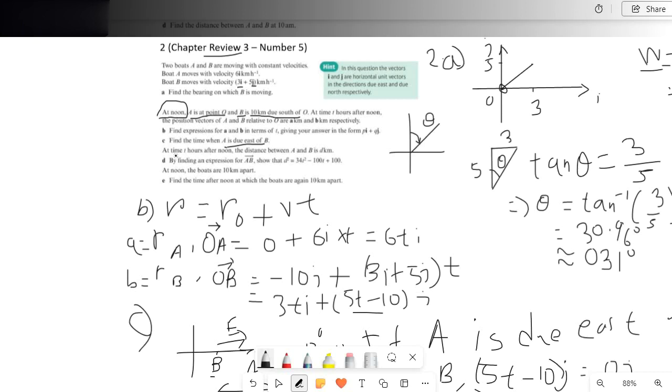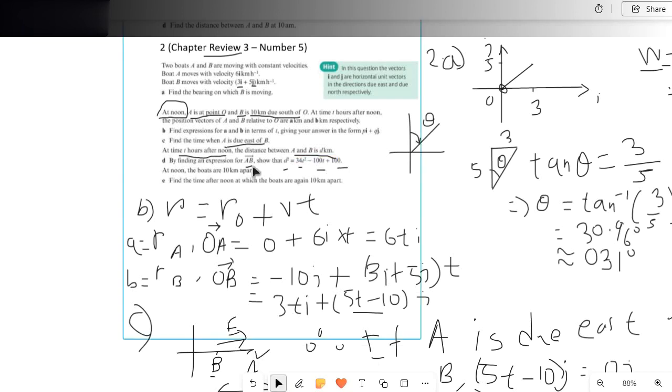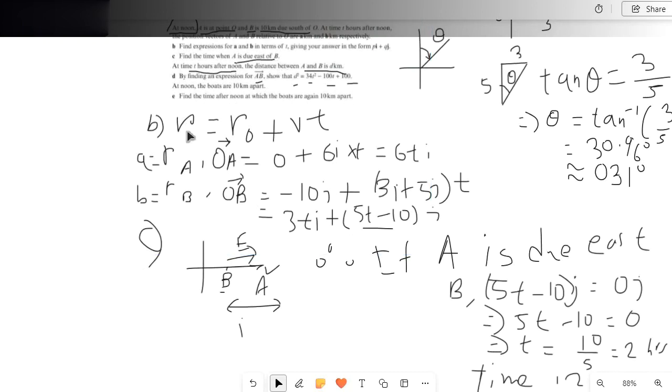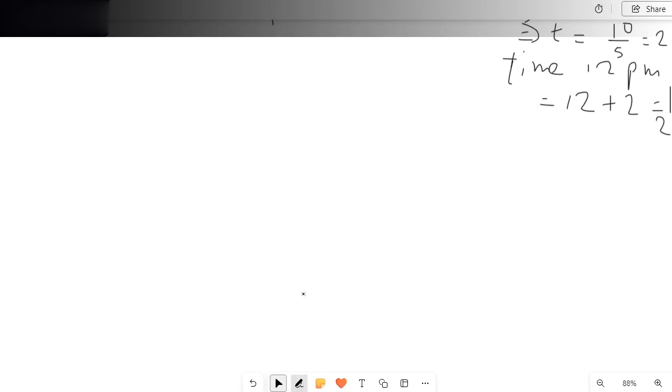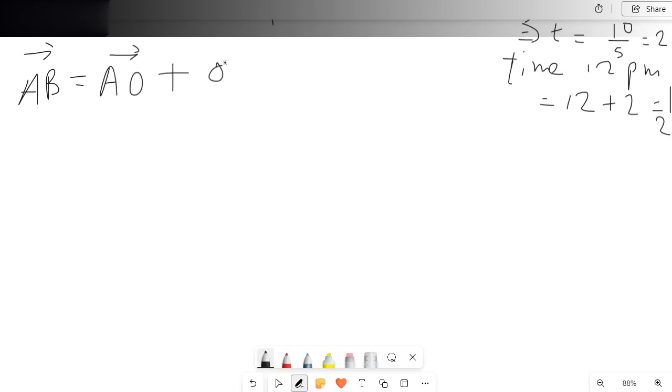So for part D, it is given that at time t hours after noon, the distance between A and B is d kilometers. By finding an expression for AB, show that d squared is equal to 34t squared minus 100t plus 100. Because we know that AB is a vector, the distance between A and B should be represented by the modulus of the AB vector. So first we have to find the vector AB, and as we know, AB can be written as AO plus OB. Just for reference, if this is OA and this is OB, then AB, which is this line, should be AO to OB.